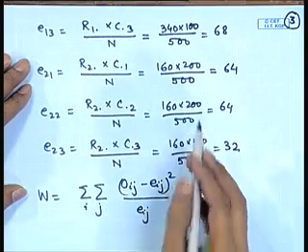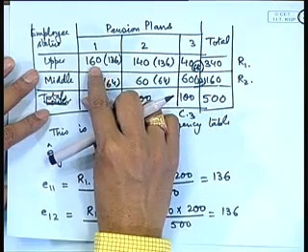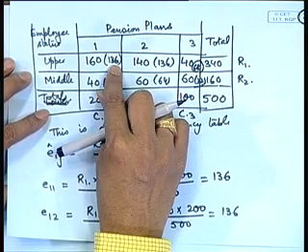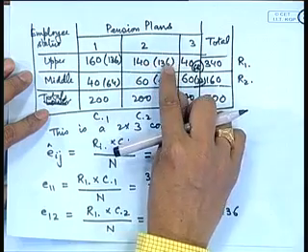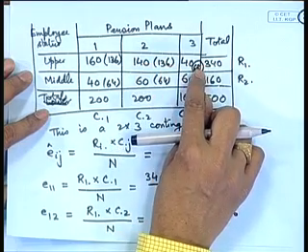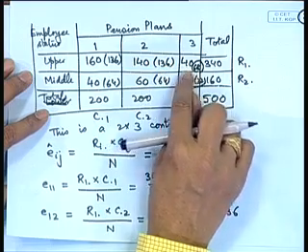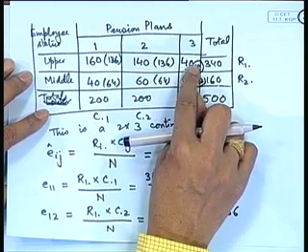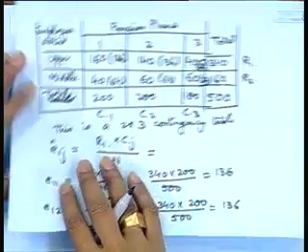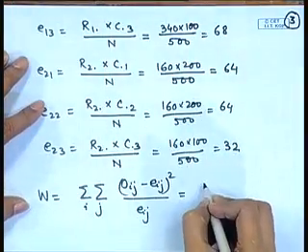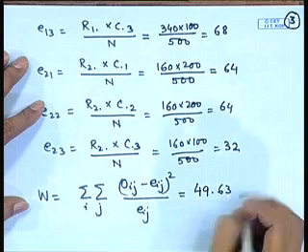So these differences can be calculated. For example, the first term is 160 minus 136, that is 24 square divided by 136. Again a similar term here will become 4 square by 136, here it is 28 square by 68, and like that. So we can calculate these terms. The overall W turns out to be 49.63.